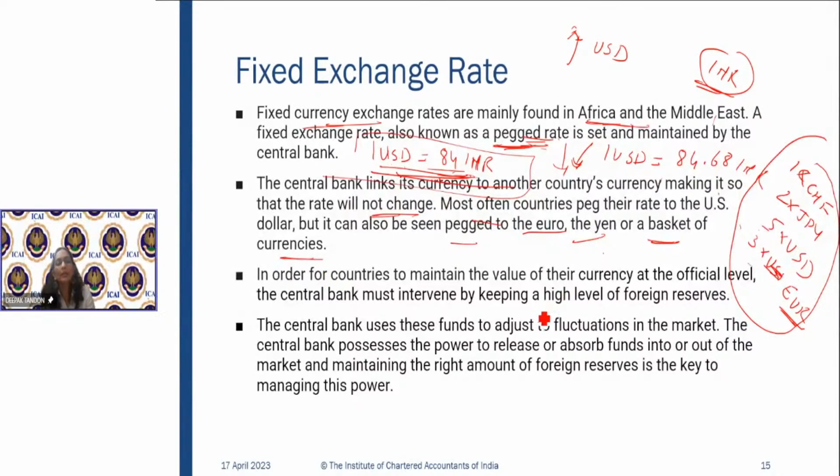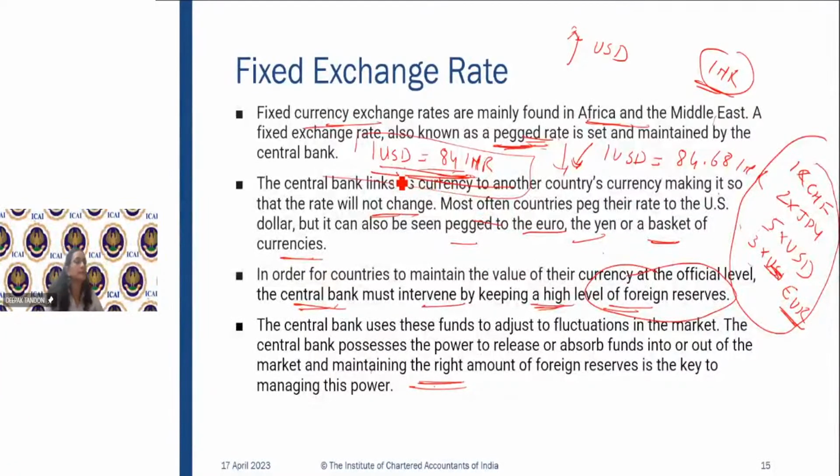Okay, and what is the core job of the central bank? The central bank has to intervene to maintain the foreign exchange reserve, because in this case, RBI should have enough USD. If the market goes down, then RBI has to pump, isn't it? So the central bank should have more foreign exchange reserves, or a buffer stock of them, when you go for pegging your currency. The central bank uses these funds to adjust the fluctuations of the market, and the only thing RBI or the federal bank is going to do is maintain the currency exchange rate. This is known as fixed exchange rate.